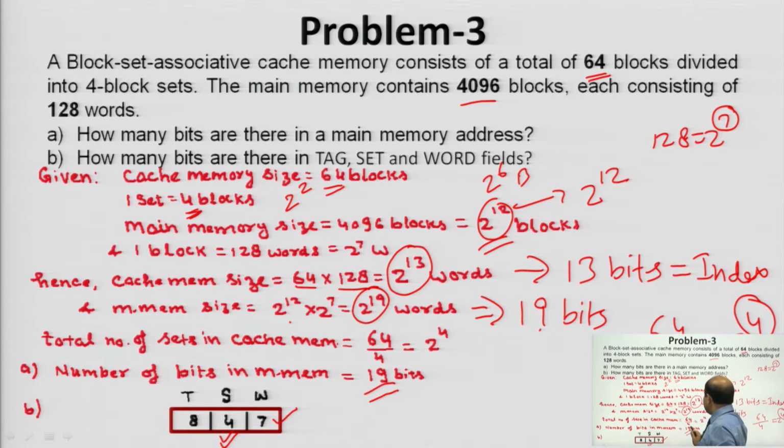And what is the total size? Total size of main memory is 19. So, 7 plus 4 equals 11, 19 minus 11 will come as 8. So, 8 bits for tag are required. This way we can solve the problems related to set associative mapping. The terminology will change in different types of numericals. You have to concentrate on what is exactly given in the problem. We try to calculate in this way.